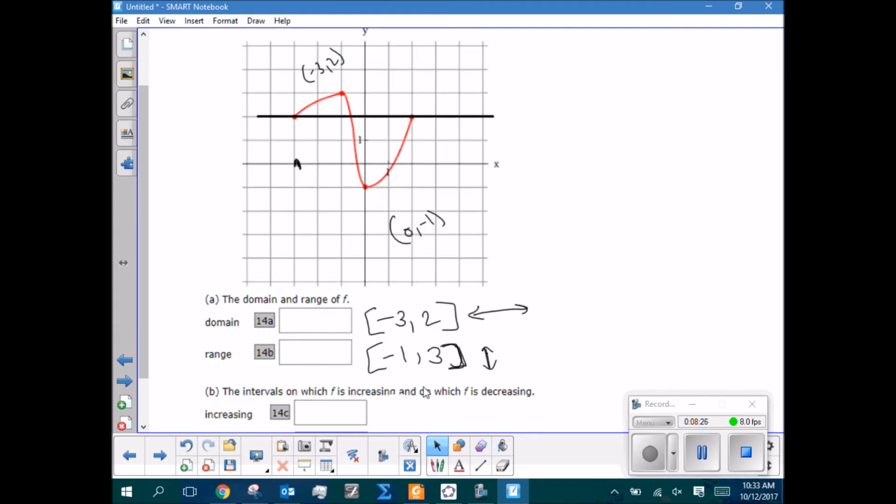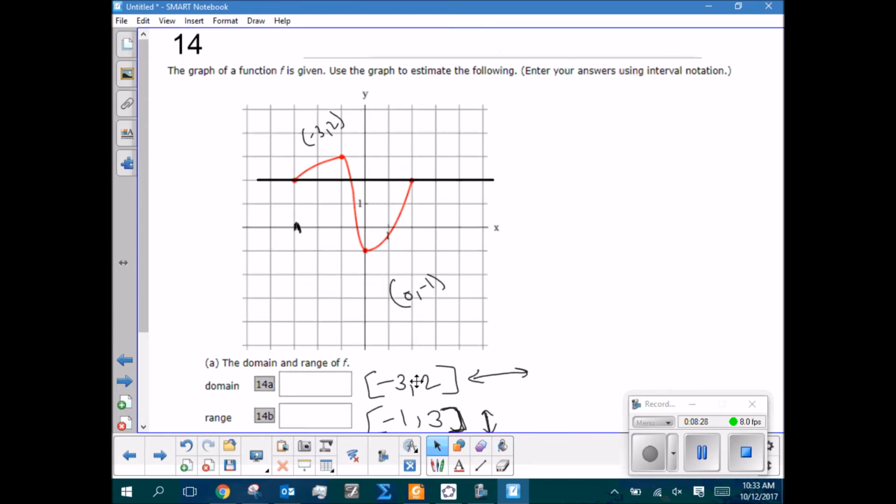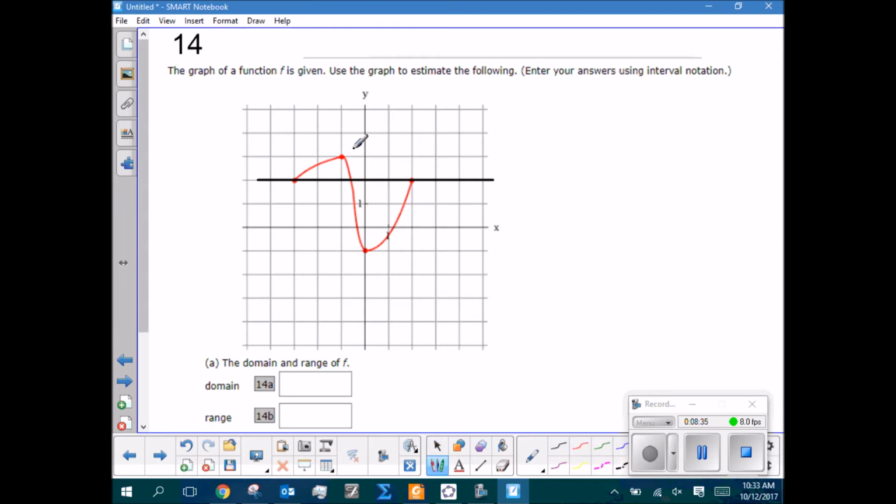The next part asks you to determine where it is increasing and where it's decreasing. I think the best thing to do first is determine where your maximums and minimums are. In that case right there, that's a max. Now we called it a local max earlier in the week, and it is, and that's going to be a local minimum.